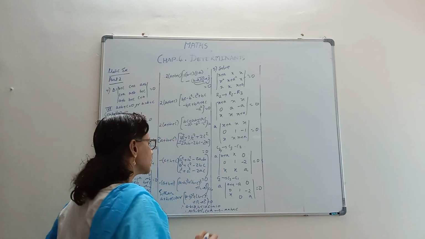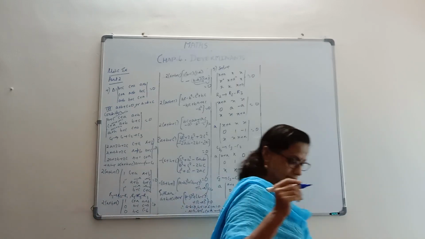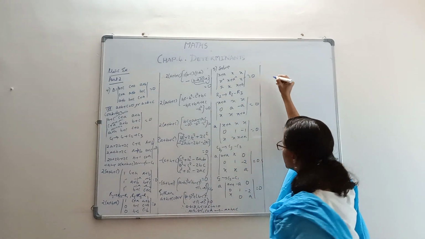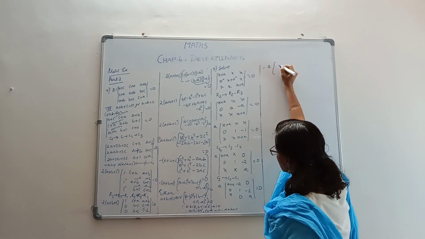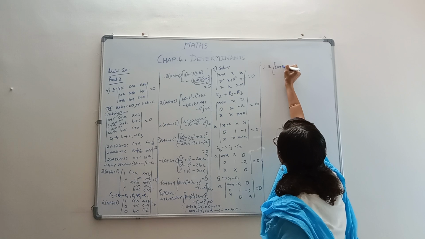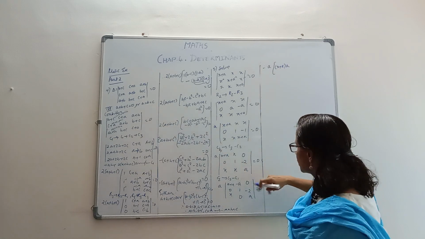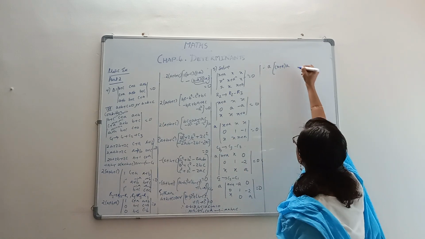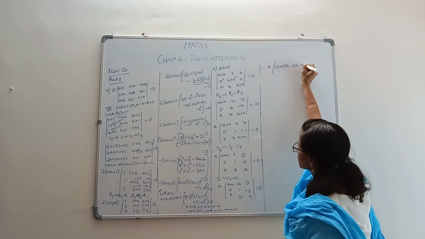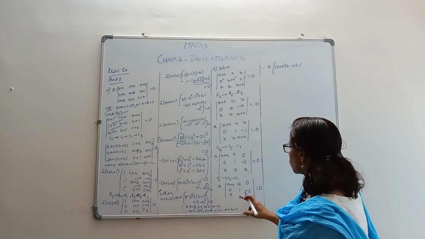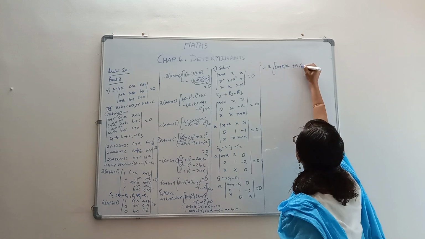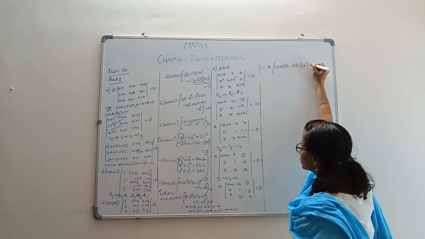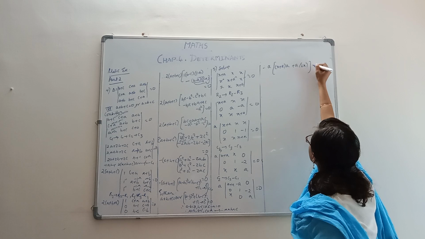Now let's expand this and see what is coming. It is a times, this will be a times x plus a into a. Then minus a, so plus a times 0 minus 2x, so plus 2x. And the last term is 0 itself, so no need to take, equal to 0.